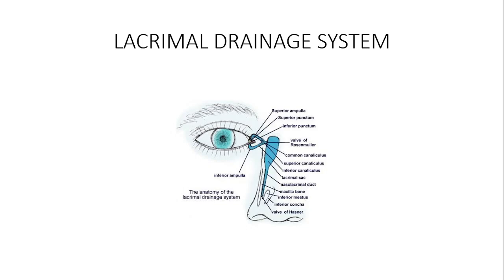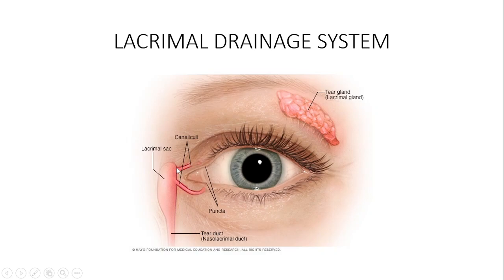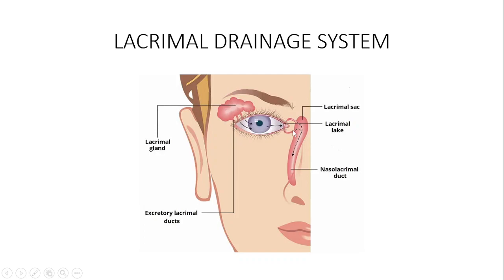What's the name of this valve? We call it the valve of Rosenmüller, or Rosenmüller valve. There is a mucosa called Rosenmüller valve at the junction between the canaliculus and the sac. So the Rosenmüller valve will be here and it will be here. It will be at this particular area.